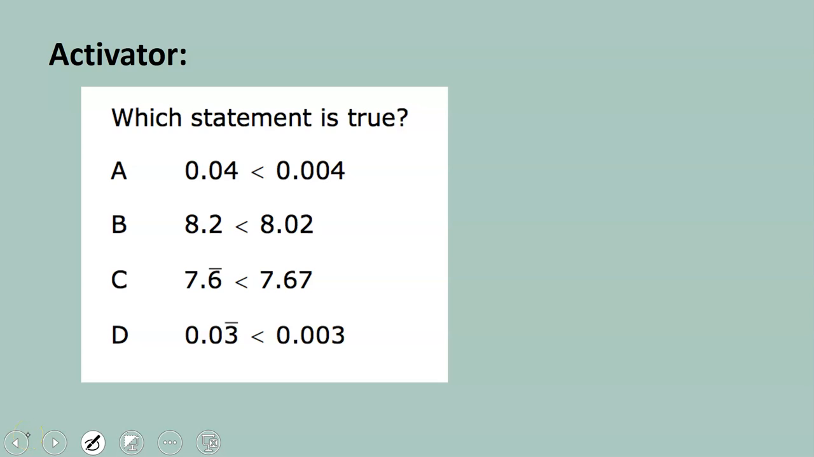Take a look at the activator. Which statement is true? Let's look at part A, and A says 4/100ths is less than 4/1000ths. Right, now it's a little bit tricky when you're comparing 4/100ths to 4/1000ths.